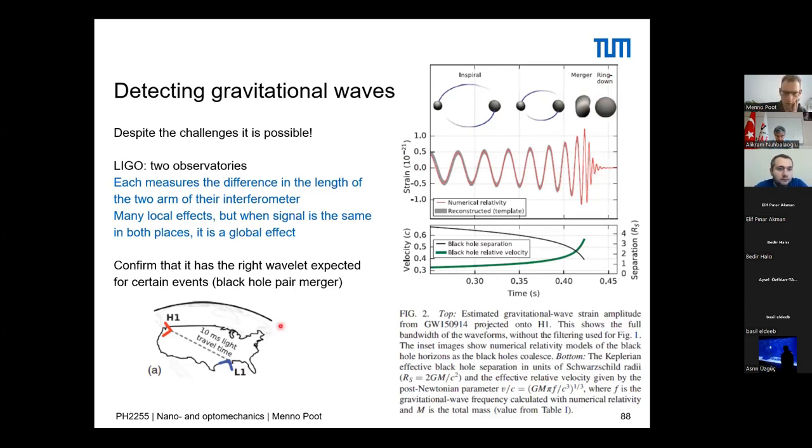And once you have these kinds of simulations, you can also see how the separation evolves as a function of time, and how the relative velocity is, and so on. And in this case, they found that they could also, using this model, tell what the masses were of those black holes, and already saw that in this case they were heavier than they would have expected on average. Okay, so that was the first detection event.